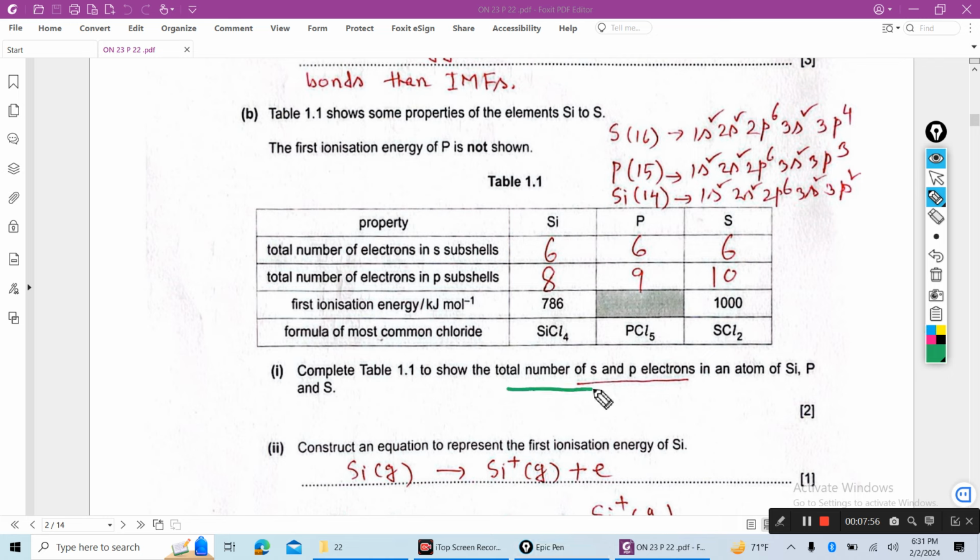This shows the total number of S and P electrons in an atom of silicon, phosphorus and sulfur. This is the answer.